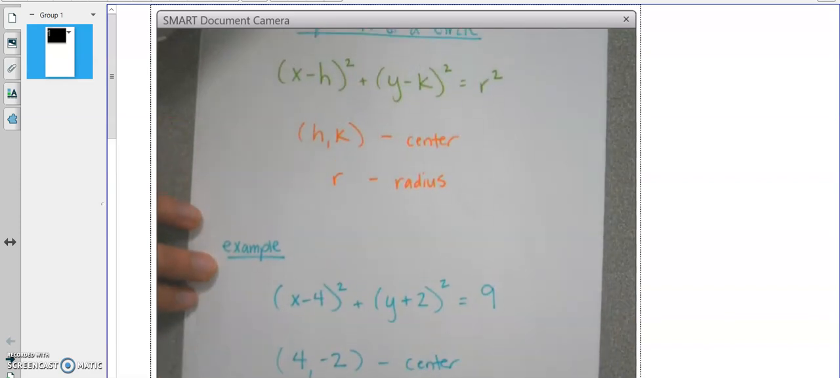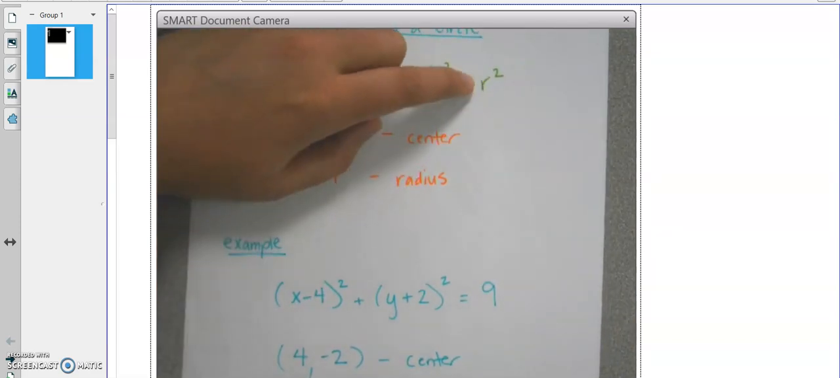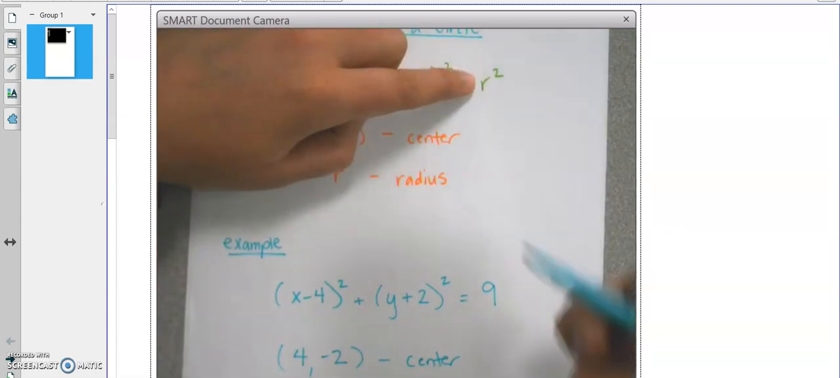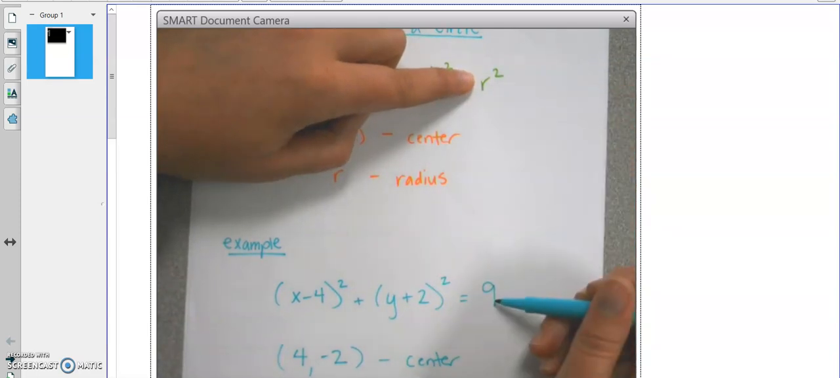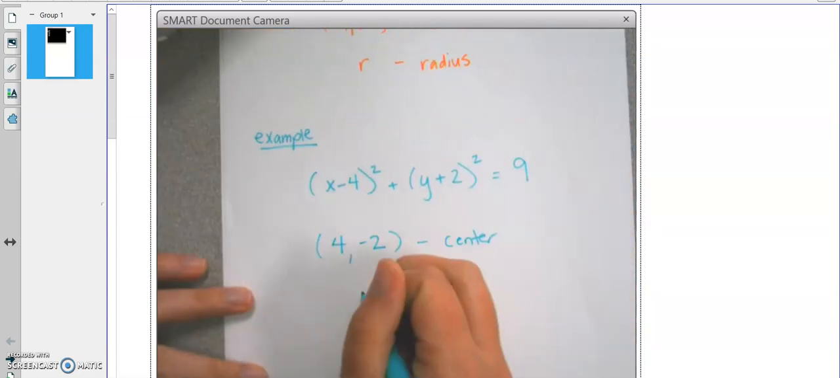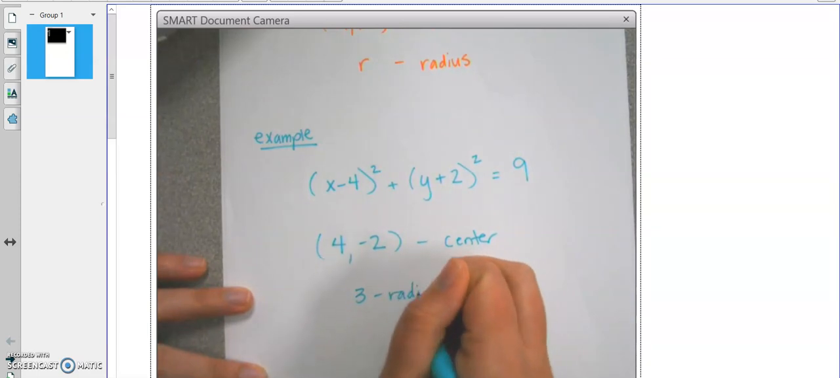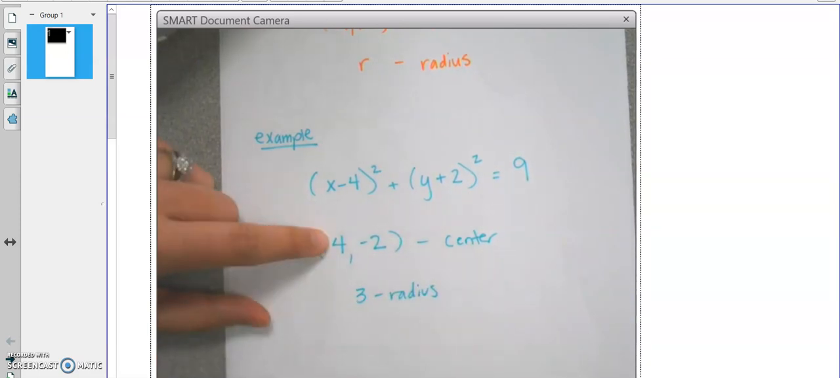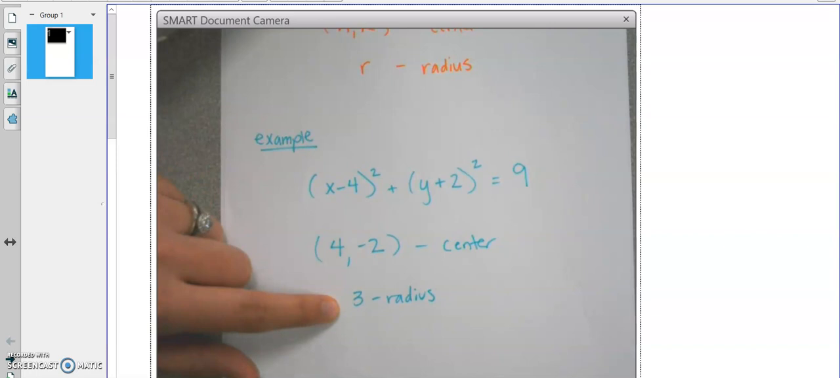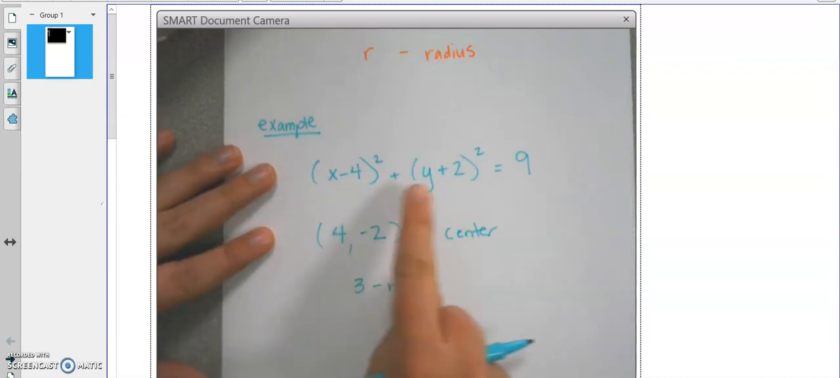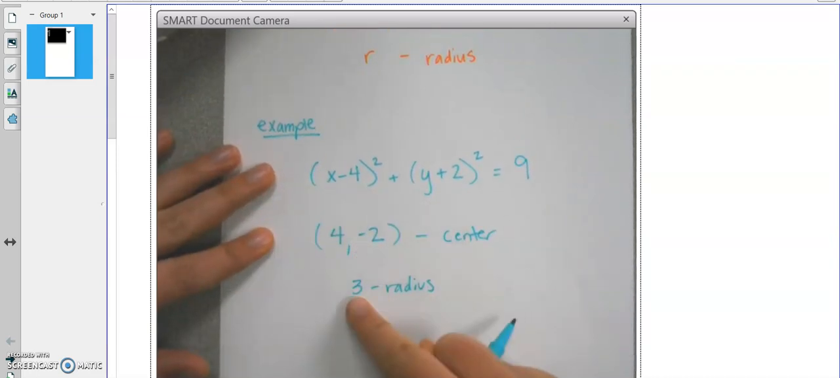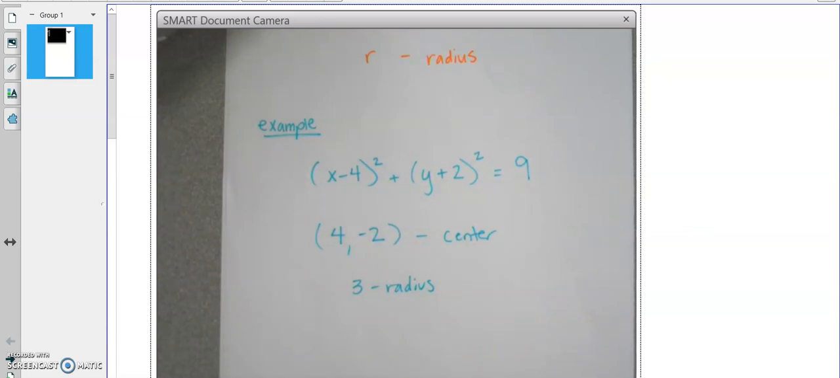And then to get the radius, this is equal to r squared. So if I want r, I just square root it. The square root of 9 is 3. So the center is at (4, -2), and the radius is 3. Like I said, you can just look at your equation and get the center and radius. But if you want to graph it, that is totally fine. We will do that right now.